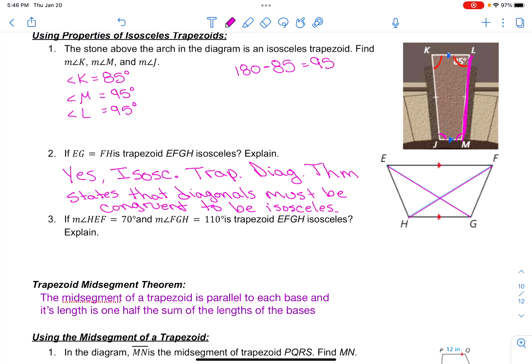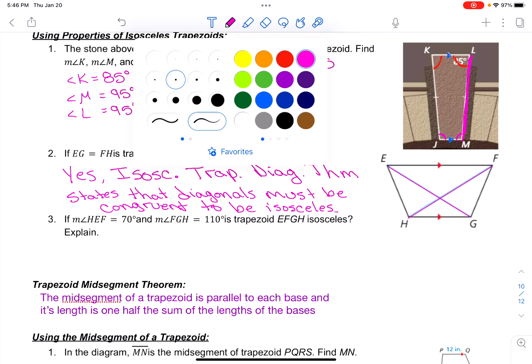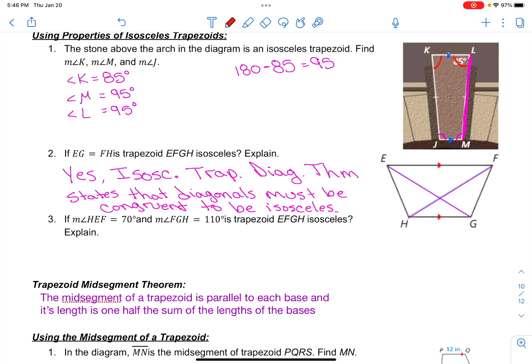And then number 3 says if the measure of angle HEF is 70 and FGH is 110, is the trapezoid isosceles? So I see probably the biggest issue with this part when it comes to these angles is making sure you're looking at the right piece. So it says angle H to E to F. Okay, so it is talking about this whole measure here, this whole thing.